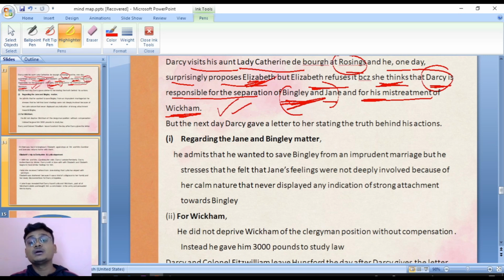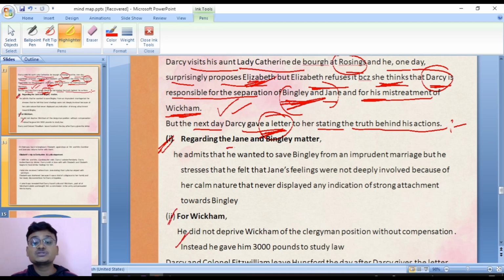But the next day, after Elizabeth denies the proposal, Darcy gives her a letter, where he states the truth behind his actions. He gave two explanations.